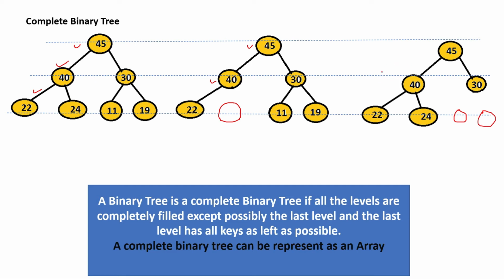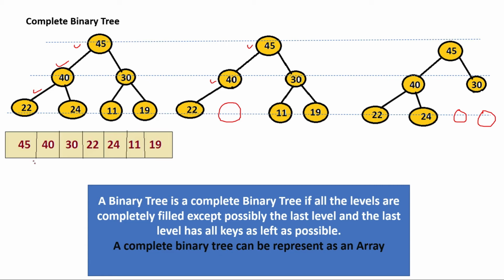To understand it better, a complete binary tree can be represented as an array. So we will see that next. See, for this binary tree, if I represent it as an array level by level from left to right, it will look something like this: 45, then 40, then 30, then 22, 24, 11 and 19. There is no gap. That means it's a complete binary tree.